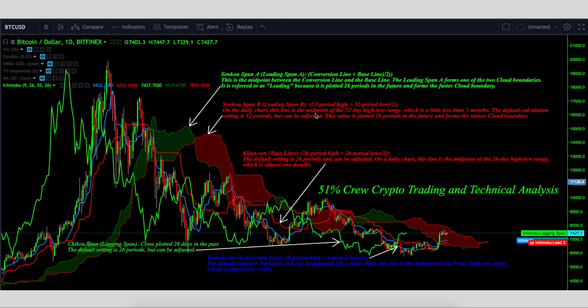So moving on to the next line is the lagging span. This is basically the opposite calculation, and it's plotted 26 days in the past. So that is this green line here that is not attached to the cloud. Most traders I've spoken to, and me personally, we remove this from our chart.